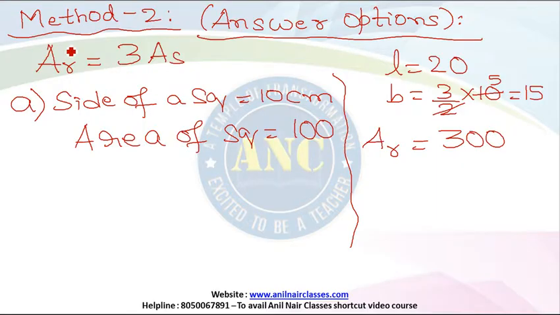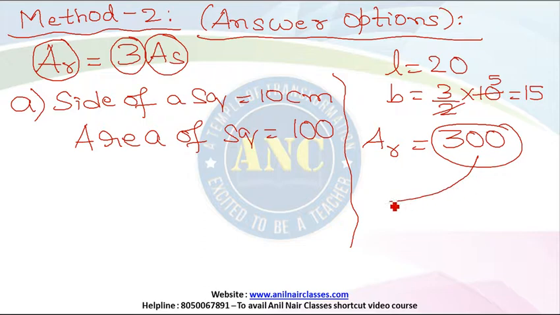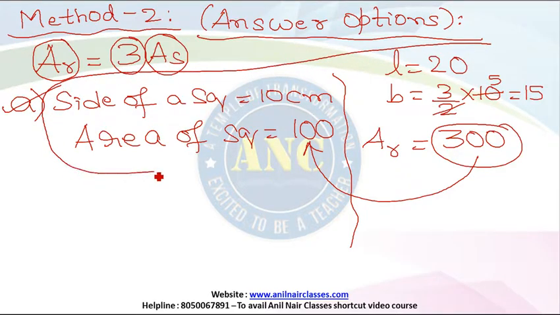It is given in the question that the area of the rectangle is 3 times that of the area of the square. Is 300 3 times that of 100? Yes, 300 is definitely 3 times that of 100, because the given statement in the question is becoming true. My assumption of 10 centimeter is also true, and believe me, you don't need to write all these things.